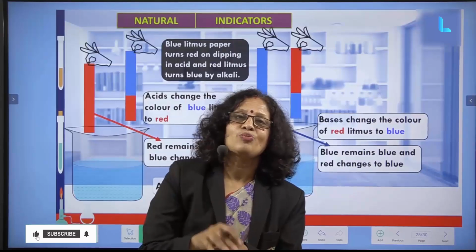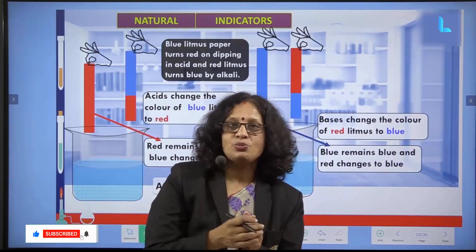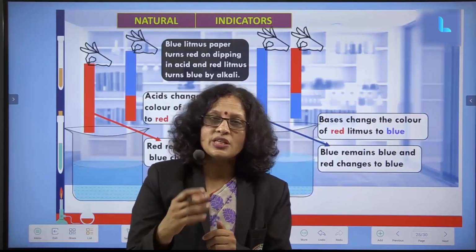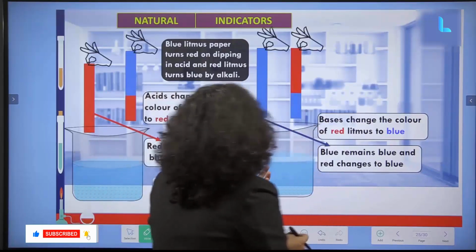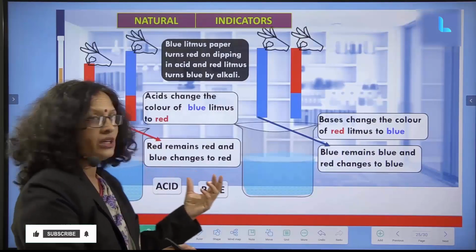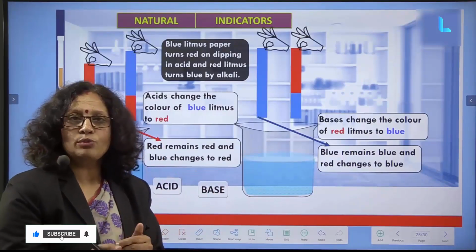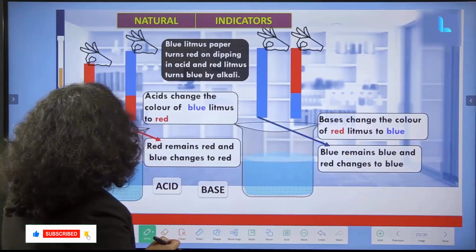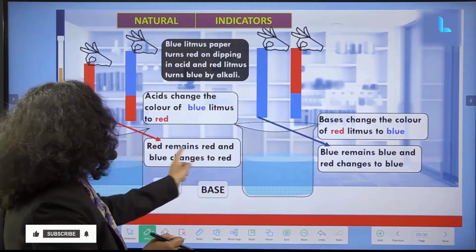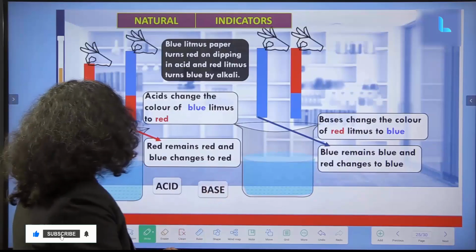To indicate whether the reaction is completed or not, a color change will be obtained. As the color changes, you are observing it as an indicator. Here we have litmus paper, red litmus paper and blue litmus paper. Red litmus remains red, and blue changes to red.